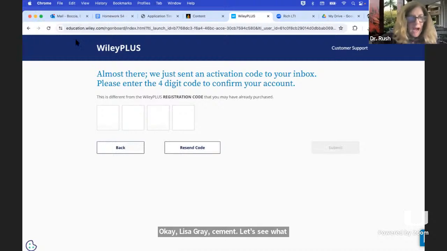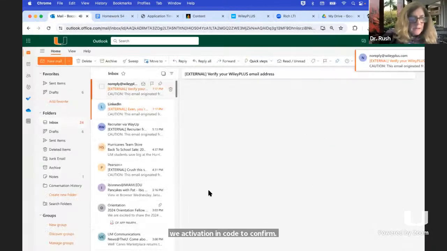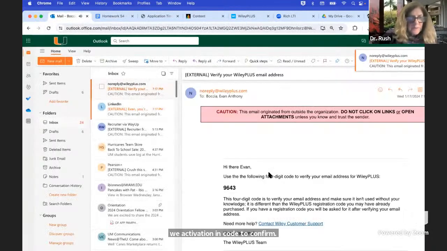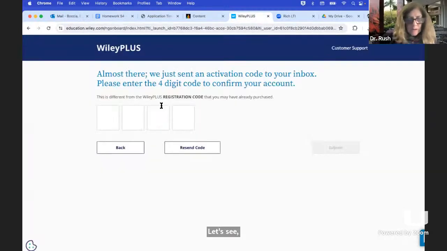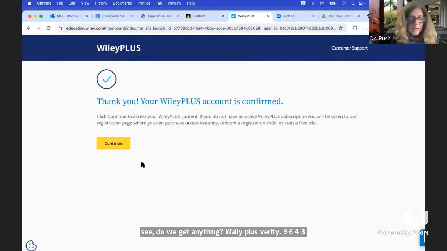So now we get an activation code to confirm. Let's see, do we get anything? Wiley Plus, verify. 9643. And then let's see what we get. Thank you, continue.